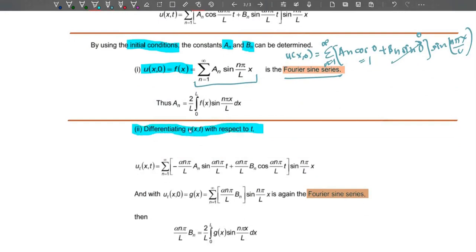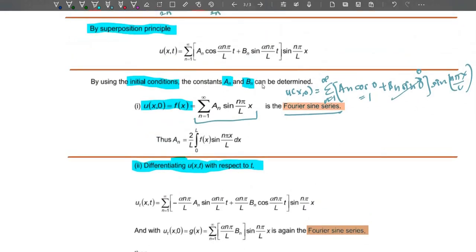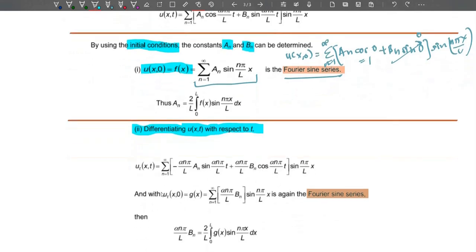So we need to differentiate u(x,t) with respect to t. This is the u(x,t). Differentiate, we just hold the part for x, the coefficient in x, as constant. So we need to differentiate the first and second term. So here it will be negative αnπ over L A_n sin(αnπt/L) plus αnπ over L B_n cos(αnπt/L). And with the substitution of u_t(x,0) equal to g(x), we will have this equation.